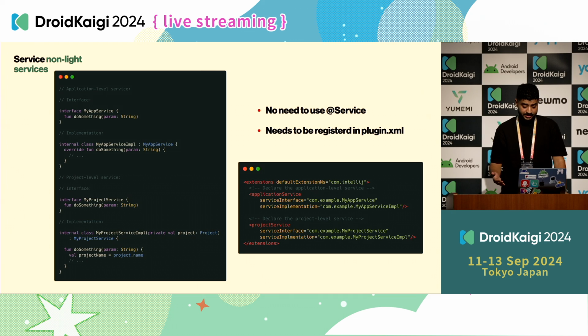If it's a non-light service, you don't need to use a service annotation, but you need to register the service in the plugin XML file. In this example, I have written it as an interface and implementation classes to demonstrate how binding in the plugin XML is working. However, you can implement non-light services without using an interface if you prefer.